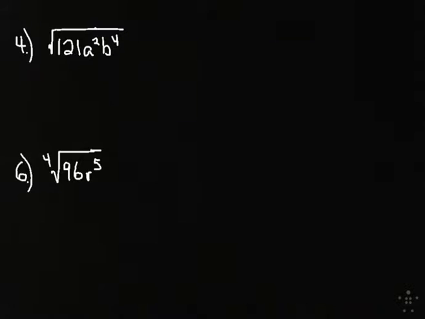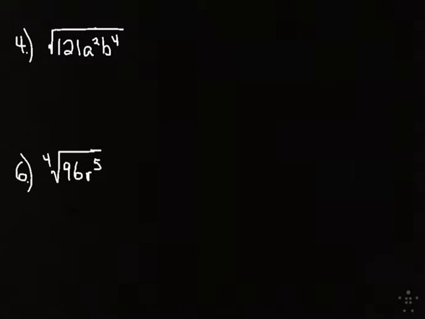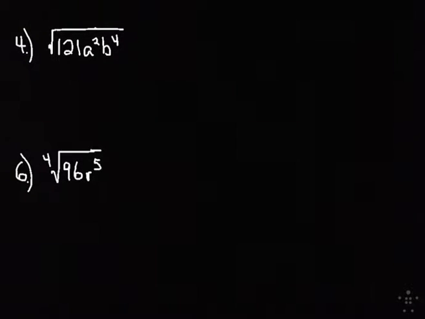Moving on to question number 4, we're told to simplify and assume our variables represent positive real numbers. All right, so if we look at number 4, let's split it up into different parts. We've got the square root of 121 a squared b to the 4th. Well, let's just think about what's the square root of 121. Well, we know that. Just the positive value is 11.